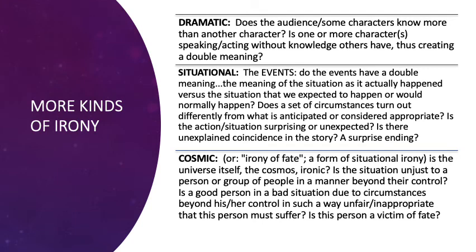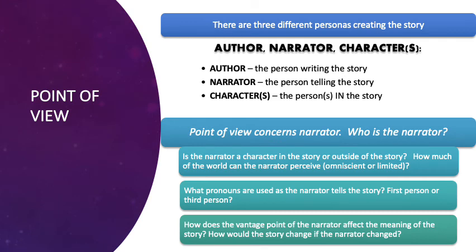And finally, we have cosmic irony. It's a type of situational irony because we expect good things to happen to good people. But in the story, we have good people and bad things are happening to them. So the universe or the cosmos itself is ironic. It's beyond their control. They can't help it. They don't deserve it. But these bad things are still happening. And it seems unfair and inappropriate to us. So that's cosmic irony.